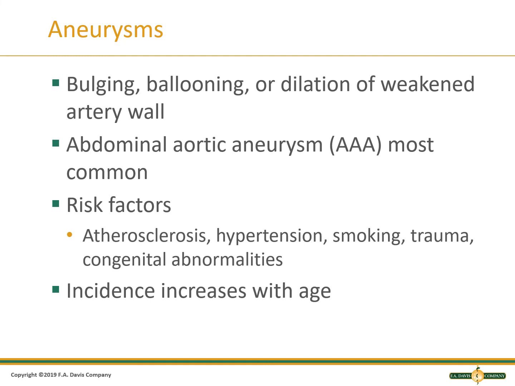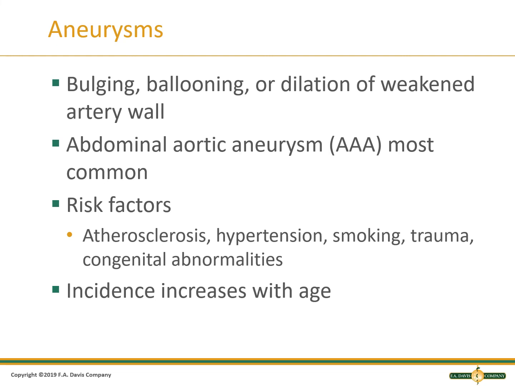Next, we will be learning about aneurysms. An aneurysm is a bulging, ballooning, or dilation at a weakened point of an arterial wall. Artery diameter is often increased by 50%. Risk factors include atherosclerosis, hypertension, smoking, trauma, and congenital abnormalities. Heredity may be a risk factor as well.